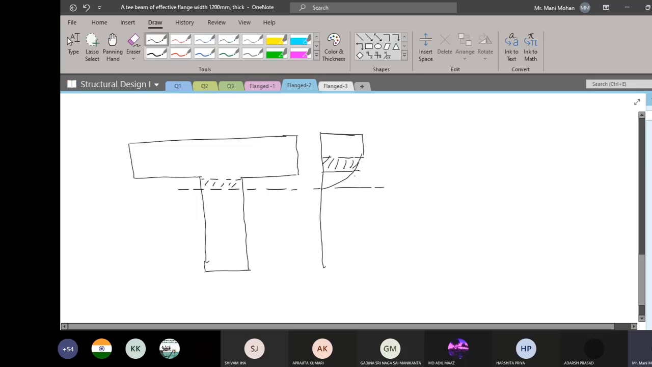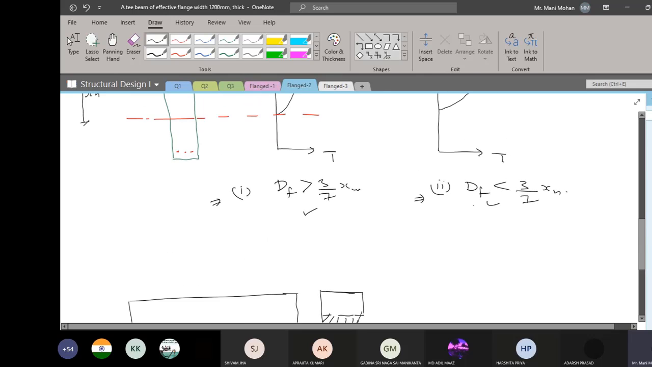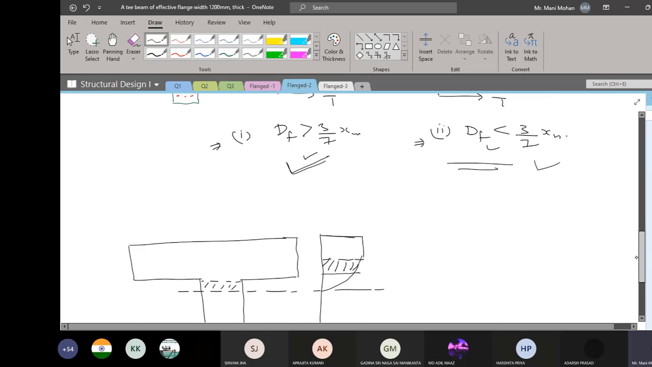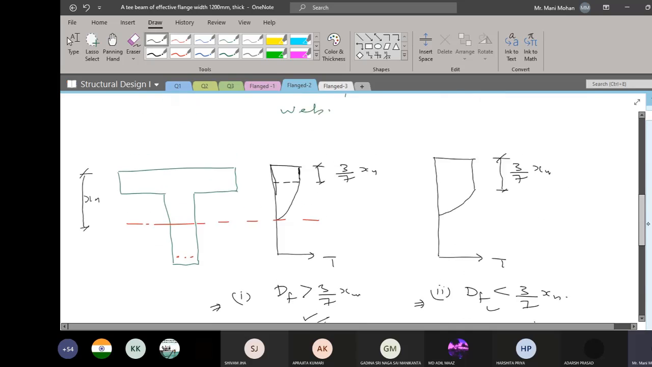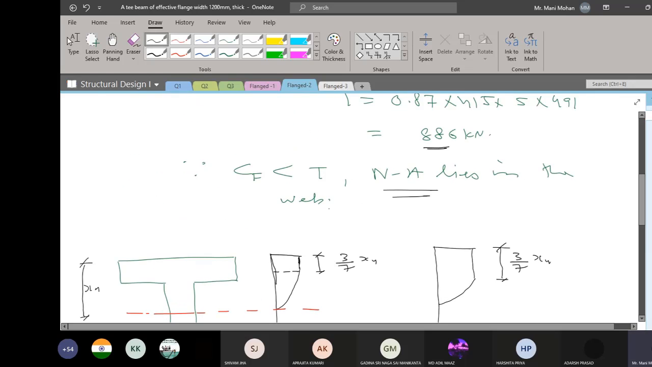So based on this logic of mine, rather than, yes, you can try with this, no harm, but with this logic I will go with this case. Anyway, I need to ascertain it, I'll be ascertaining it. If you want, you can go with this, but in order to avoid a number of calculations, I'll go with this particular case based on this logic. So I'll write here, assuming neutral axis lies in the web.